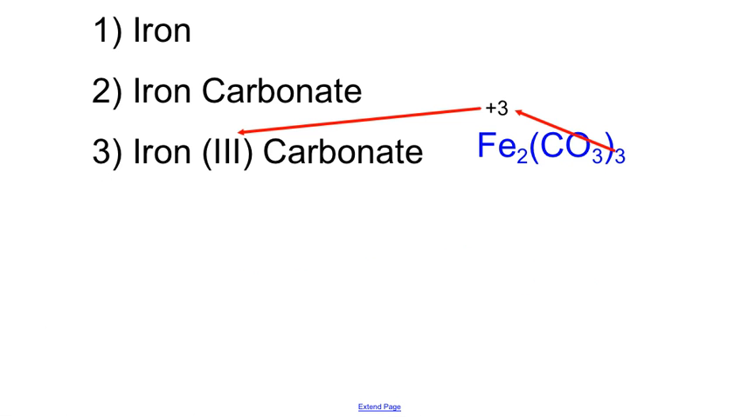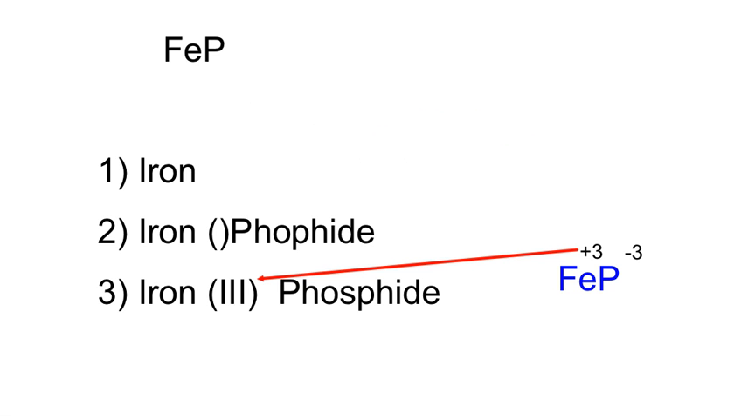So let's try one more here. Now we're going to get a little bit trickier, but the same process still holds true. So we have FeP here. Now the big difference here is that there are no subscripts written at all. That's a key. So keep that in the back of your head right now.